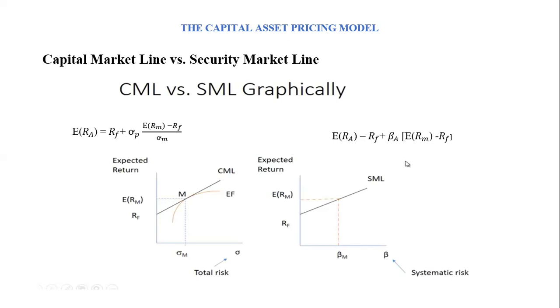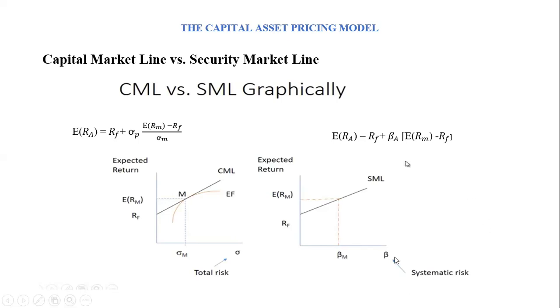Meaning I'm trying to show you the difference, right? Now, systematic risk is being measured by what? Beta. Systematic risk is being measured by beta. So whenever we talk of beta measuring risk, we are talking of how the risk of your investment relates with the risk in the market.